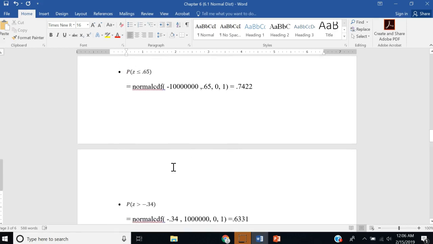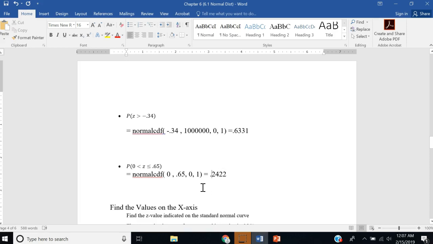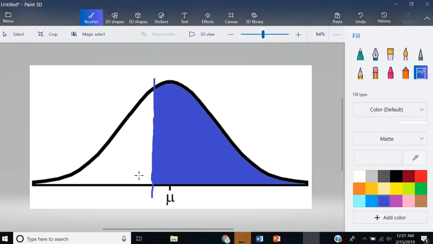Now here's what I want you to see. Notice that when we went from less than or equal to 0.65, we got 0.7422. When we had from 0 to 0.65, we had 0.2422. So notice they were 0.5 different. And that should make sense in terms of what you think of this picture here.